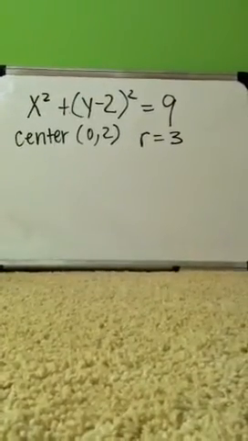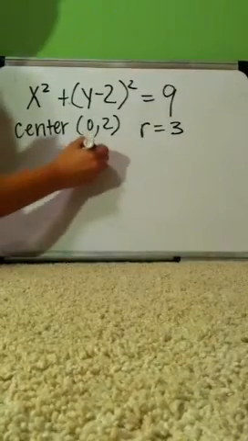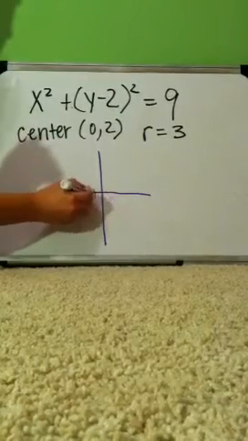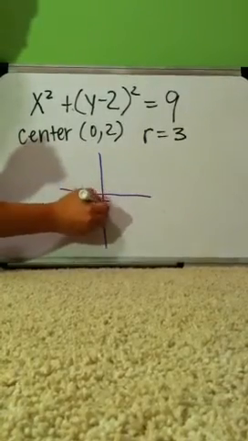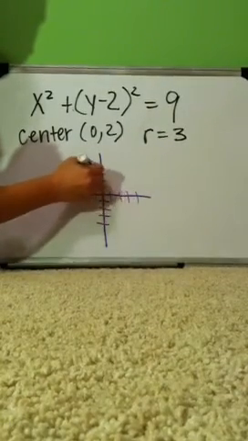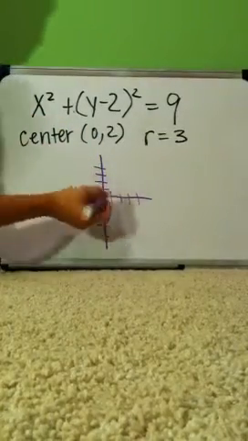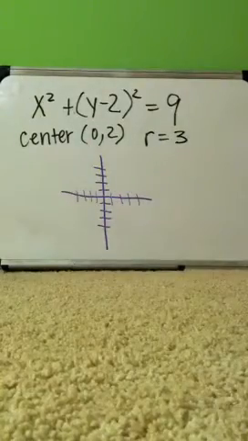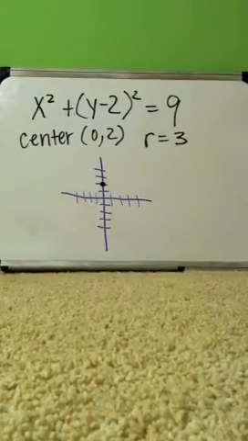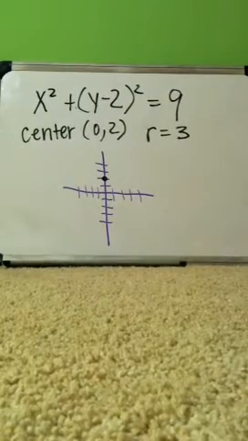Now, if we were asked to graph our solution, it's very simple. You just draw this. So we just plot our center point, which is (0, 2). So that would be up 2. Here, I'm going to do this in black. That would be up 2. And now, our radius determines how far in every direction you're going to go.